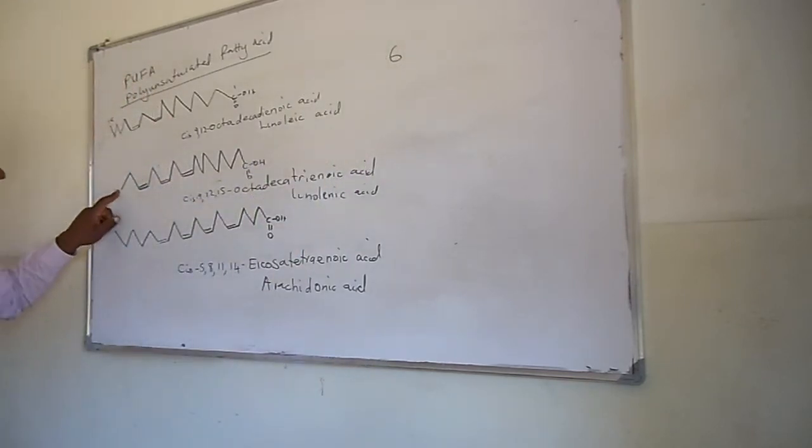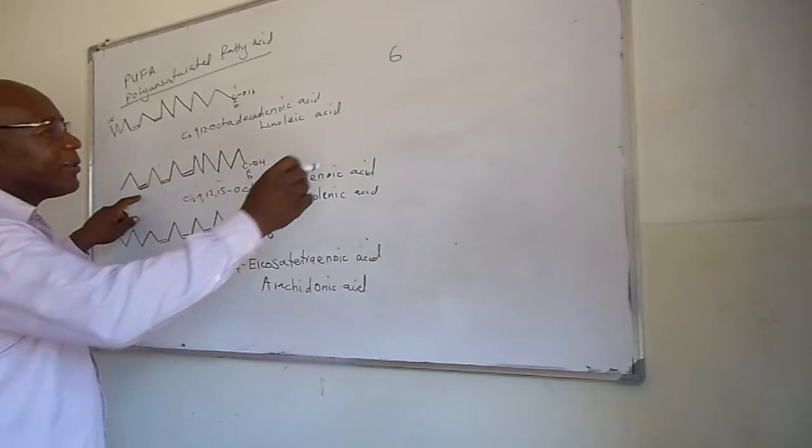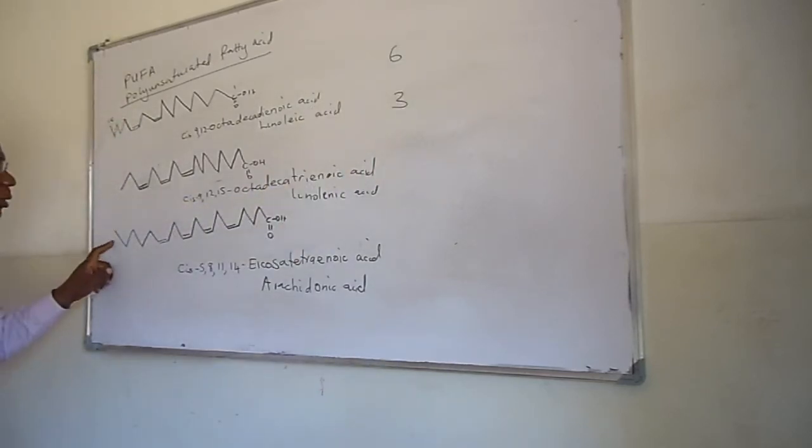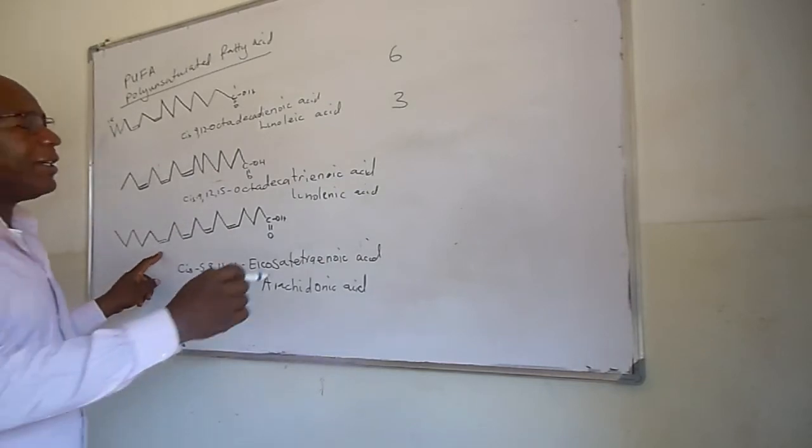Here, how many carbons are there before you reach the last double bond? 1, 2, 3 carbons. So you see that there are 3 carbons. Here, how many carbons do you see? 1, 2, 3, 4, 5, 6 carbons.